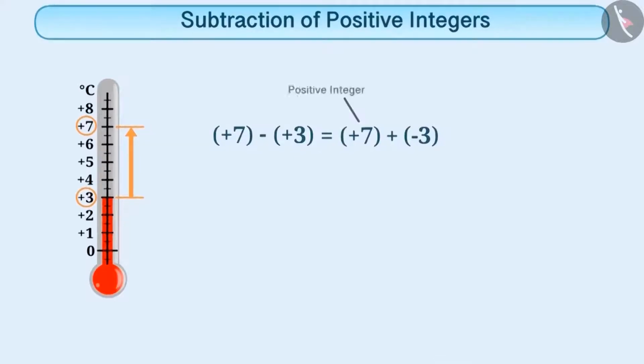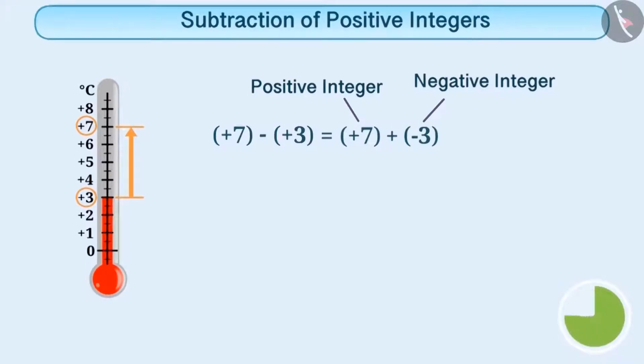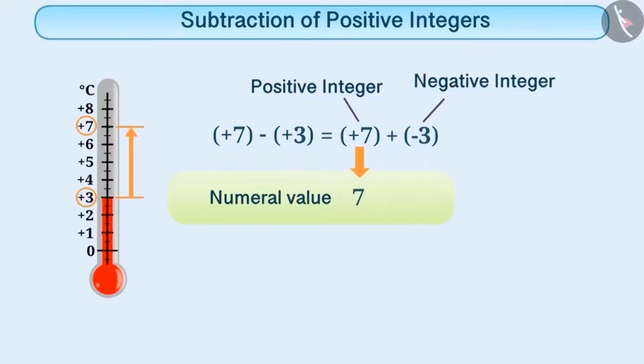Here, you can see one is a positive integer and the other one is a negative integer. Can you tell how to carry out this addition? Think for a while. Let me tell you. To find out the sum of these, first, we will find the numeral value, that is, the number without a sign. The numeral value of +7 is 7, and the numeral value of -3 is 3.